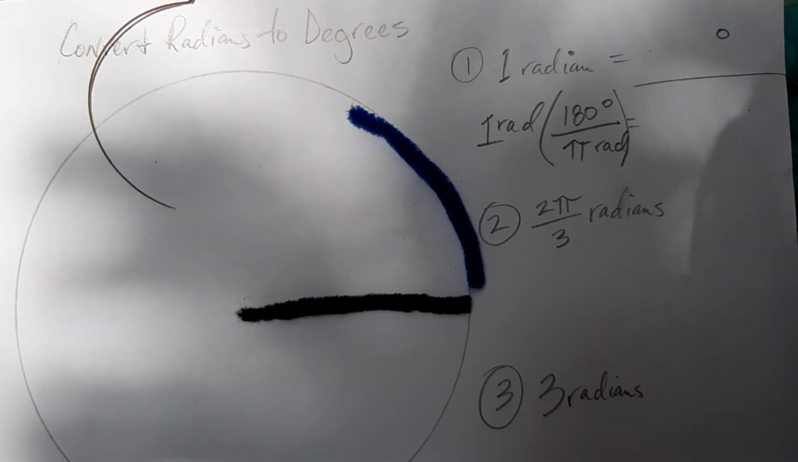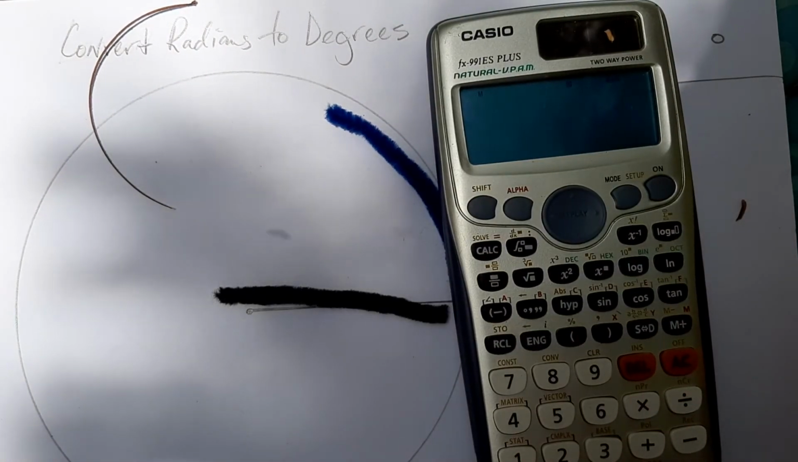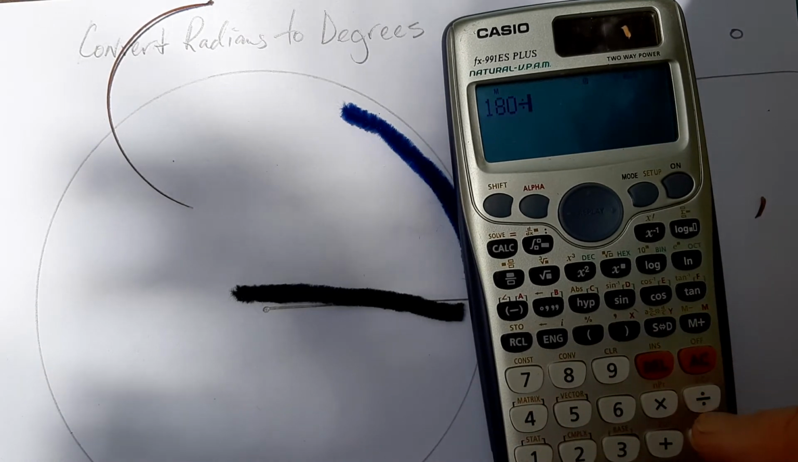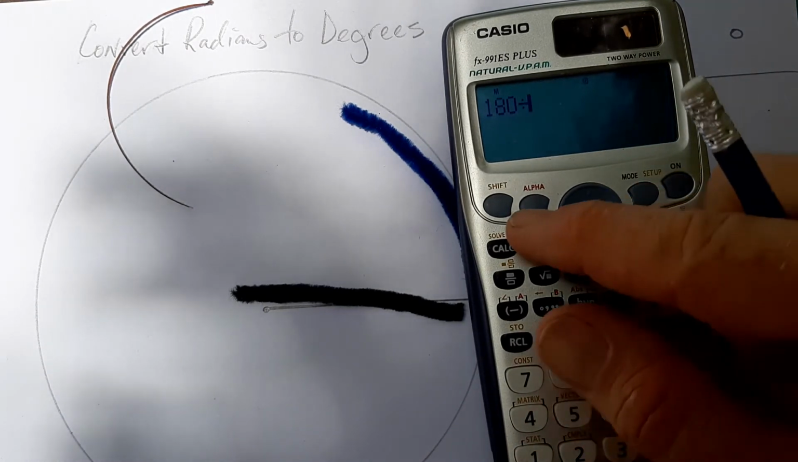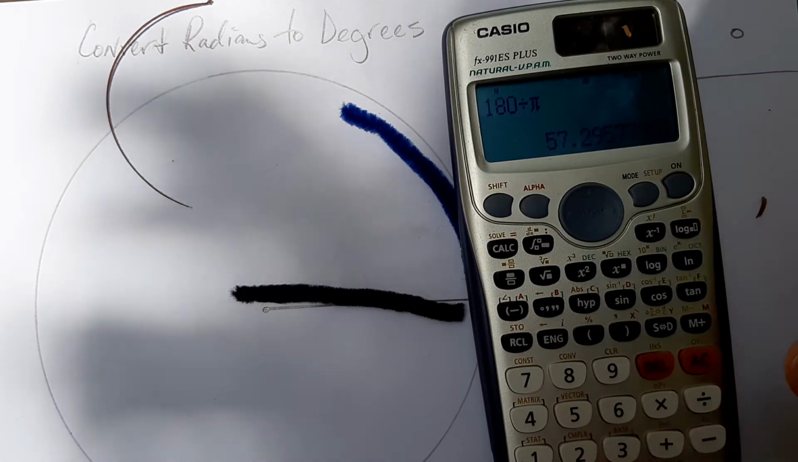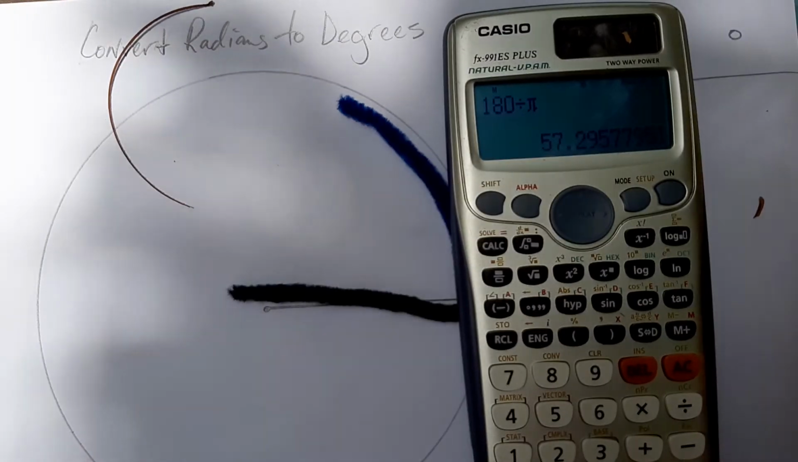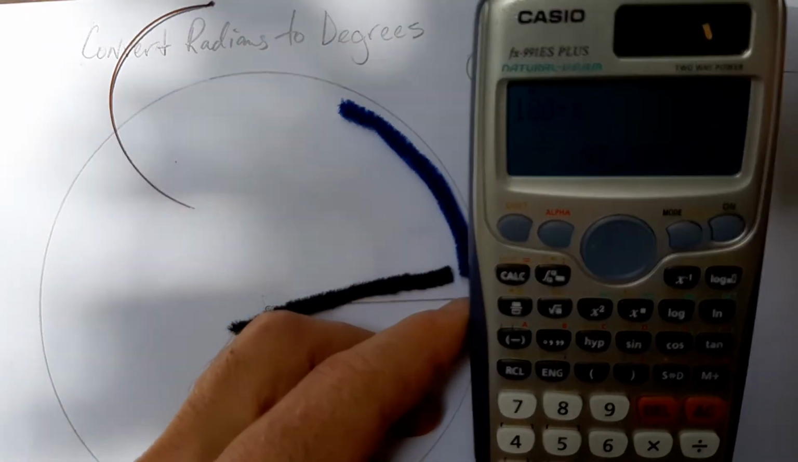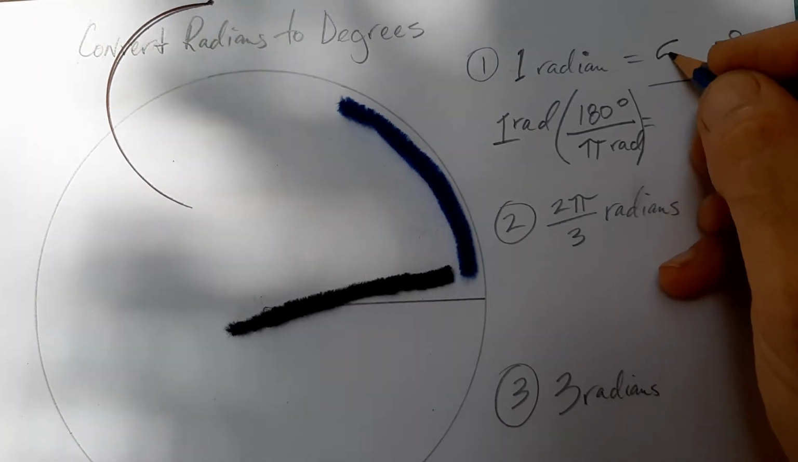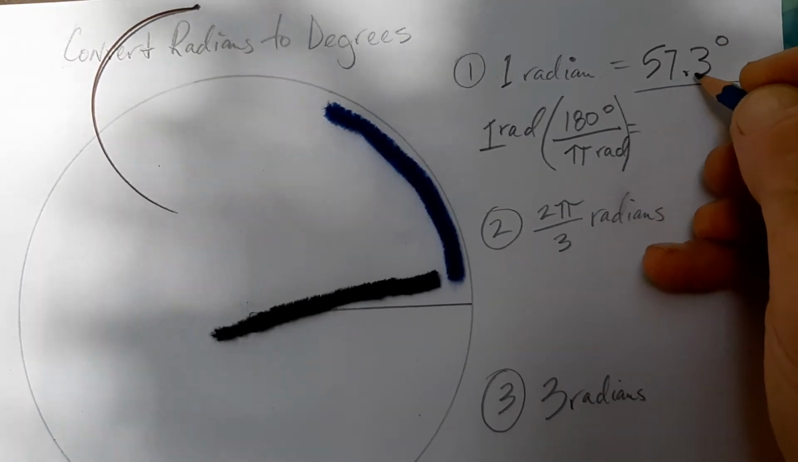Let's see. 180 times 1 divided by pi. Where's my pi button on here? It's been a while. Shift pi equals 57. I don't know if you can read my 57.3 degrees. Okay, a little less than 60. Yay! Checks out with what we thought.